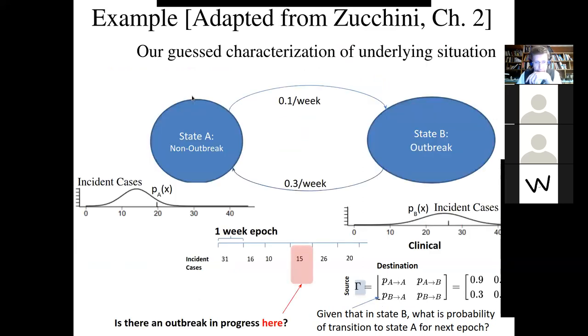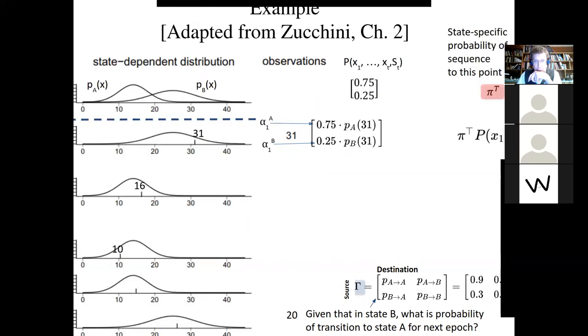Okay, now let's continue to go on though, because we're going to be looking forward to the next observation. But before the next observation happens, before that occurs, something very important happens. We have a chance of transitioning.